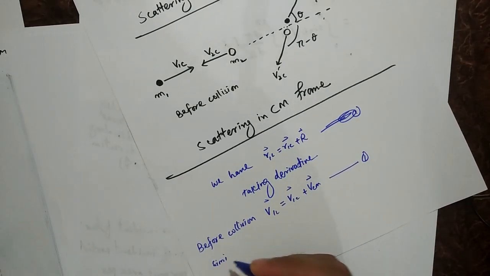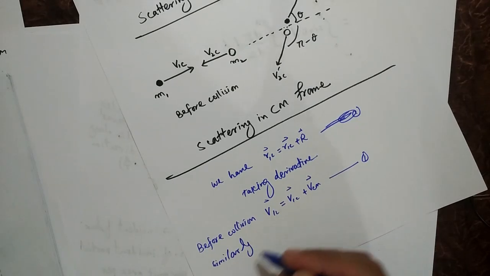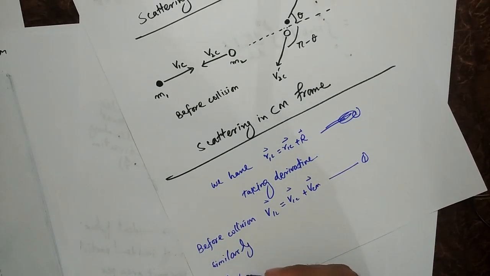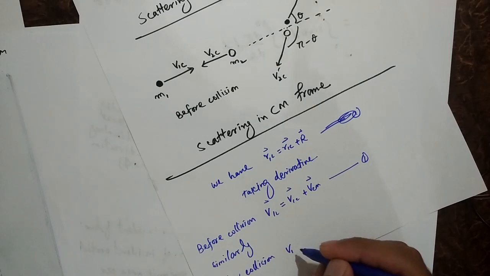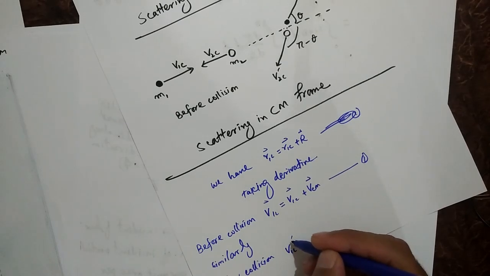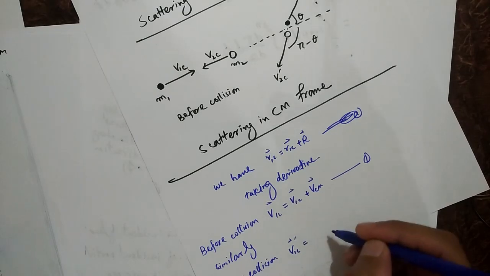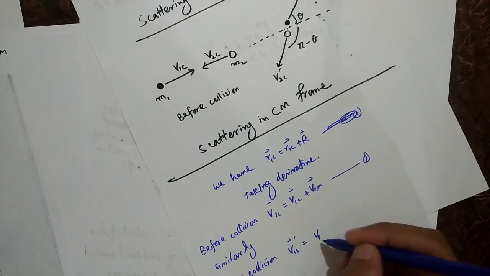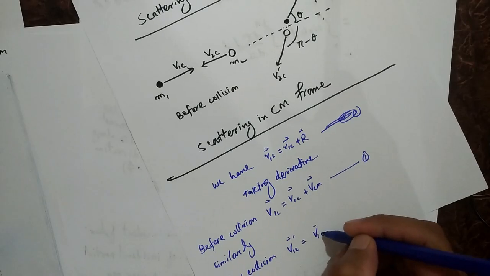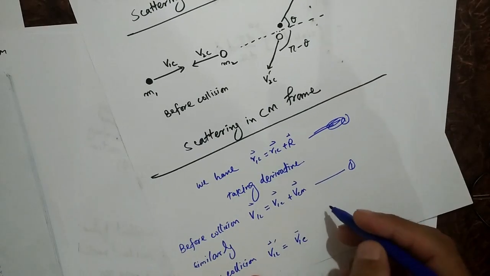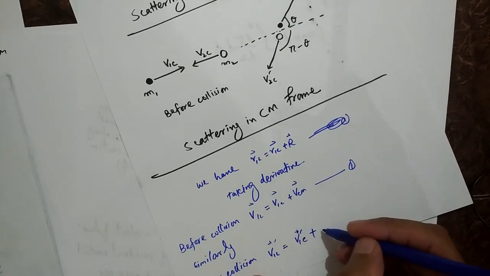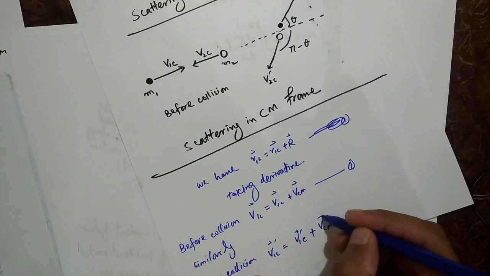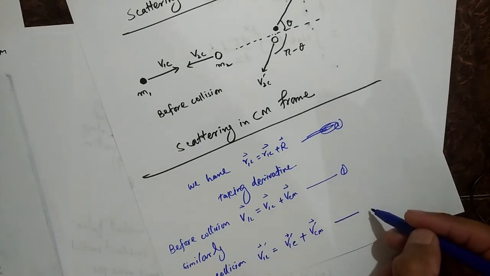Similarly, after collision, the velocity of the projectile in the lab reference frame is related to the velocity of the projectile in the center of mass reference frame as follows. This is equation number 2.